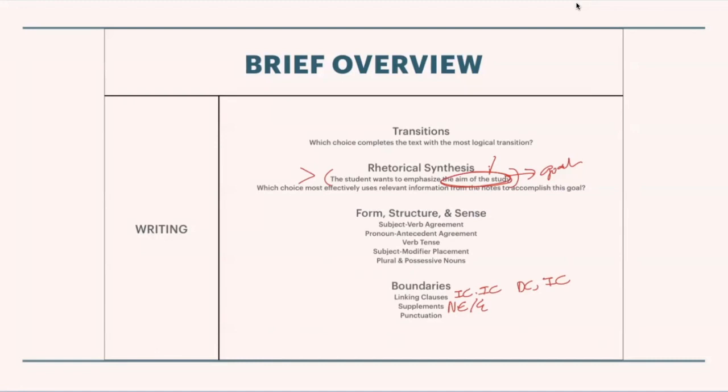And then of course we have punctuation, right? Like semicolons, periods. When we're writing out a list, can you use the semicolon, or do you need to just use commas? Those kinds of things. So now that we've gone over the different types of questions, let's go ahead and do a couple of examples.